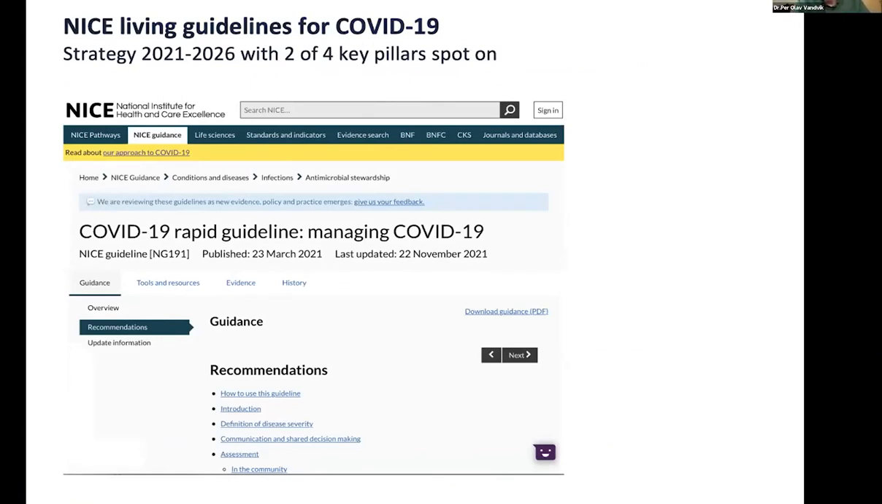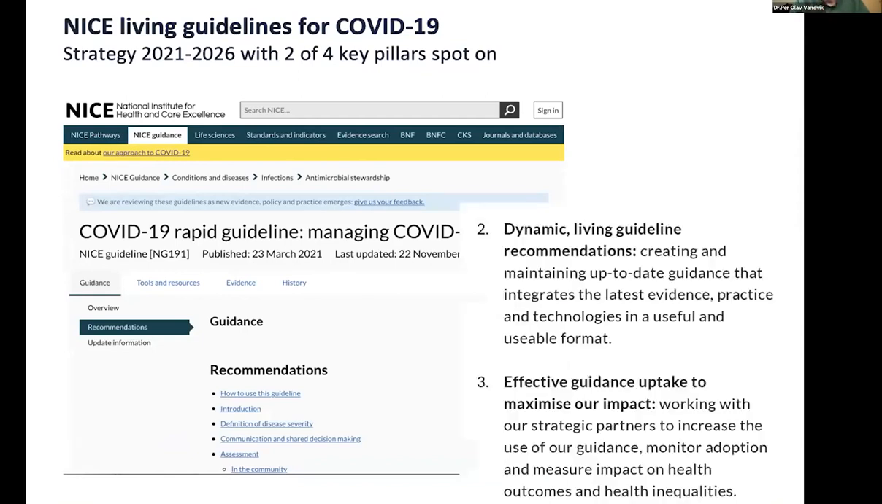Again, going to Magic App in this case. And it's interesting to see how their new strategy, that I'm also very impressed by, focuses on living and dynamic guideline recommendations and how to maximize impact of the guidelines. So this is really driving how NICE is moving forward. And I think also WHO has the similar 2 key strategic objectives moving forward for the guidelines, most of which will now be in the Magic App, by the way.